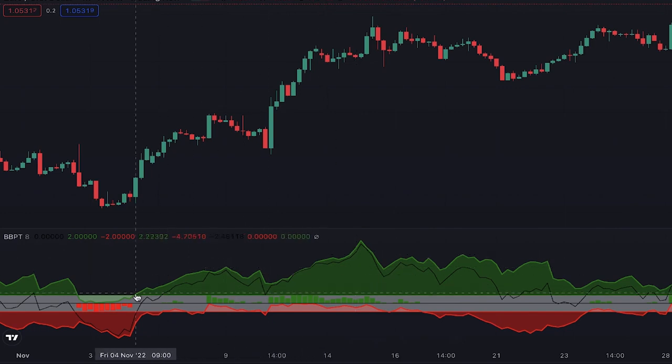For example, here, when this crossing of the bull line above the +2 level happened, you can see that on the other side, the bear line is very near to the -2 level, and as the bull line is moving further away from this +2 level, the bear line is above this level and showing no strength. So this crossing can be considered a valid crossing, showing that the bulls are stronger and we have stronger buying pressure in the market.